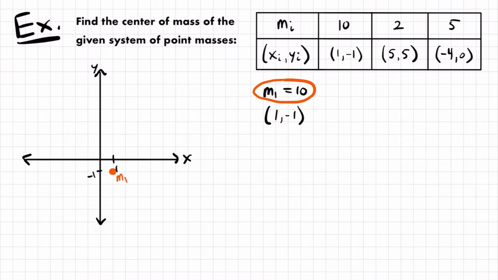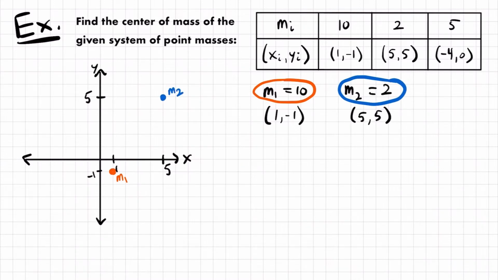So that is m1. Then for our next mass, from this table we can see that m sub 2 will be equal to 2, and that is located at 5, 5. And so if this is x equals 5, and this is y equals 5, then our point mass m sub 2 will be located right here on the coordinate plane. So that is m sub 2. And then from this table we can see that we have one more mass. We have m sub 3, and that is equal to 5, and that is located at negative 4, 0. And so if this is x equals negative 4, then our point mass m sub 3 will be located right there along the x-axis at negative 4. Okay, so that is m sub 3.